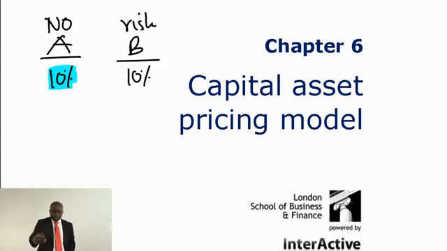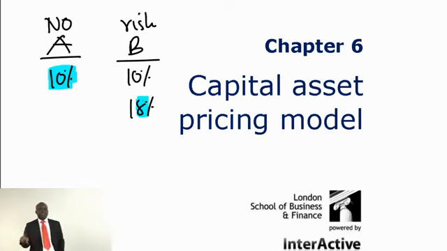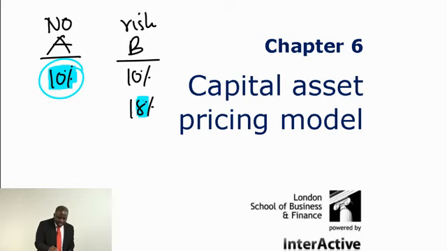Under what situation will you want to invest in B? Assuming I said B is 18%, you are likely to move on to B, because you're going to make an extra return of 8%. That 8% is what is called a risk premium. And just as we said, your cost of capital will reflect both your risk-free rate plus a risk premium. So this is the return you will get if there's no risk attached to that particular debt.